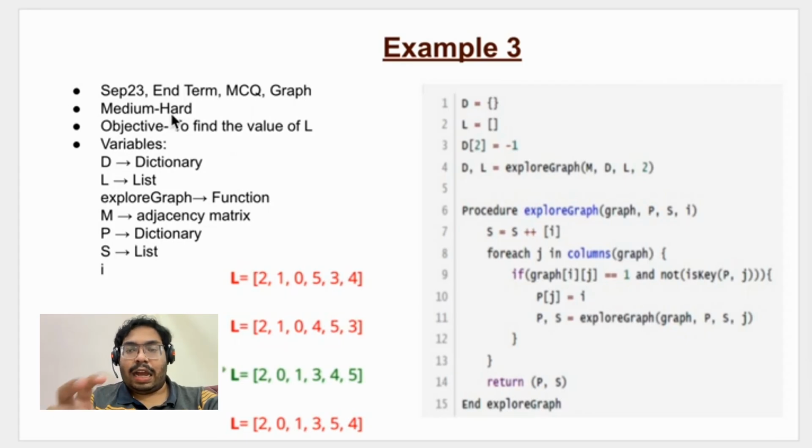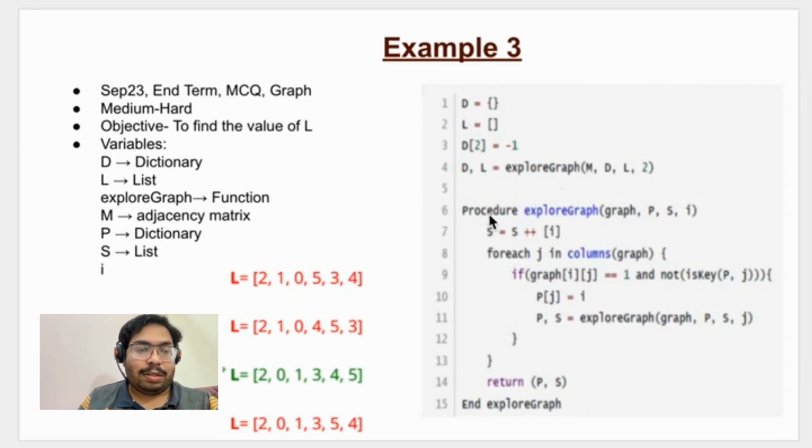Graph problems are generally hard if you attempt them for the first time, but once you have the requisite level, then it will be quite easy for you. The objective is to find the value of L. There are different variables here. If you see D here, we can assume that it is a dictionary, because of the curly braces, and L is a list, and D2 equal to -1, so there is a key 2 here, whose value is -1. It's just an initialization.